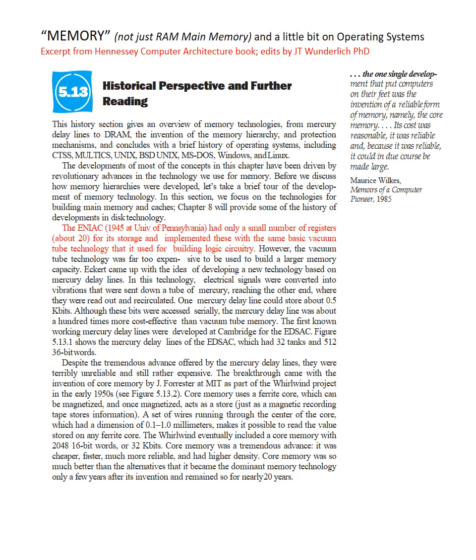Firstly, ENIAC, 1945, University of Pennsylvania. One of the very first computers of any kind. It had only a small number of registers, about 20 for storage, and implemented these with the same basic vacuum tubes. Perhaps you've seen me show you those in the laboratory. Each one is essentially a switch, a transistor in itself. And this computer was used for actually calculating trajectories for cannon fire in World War II.